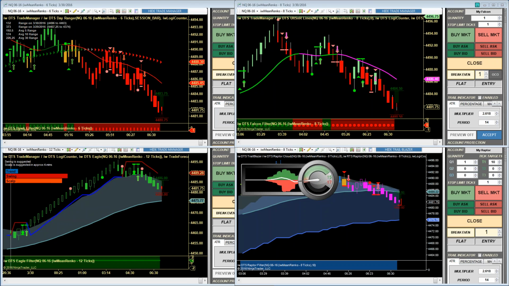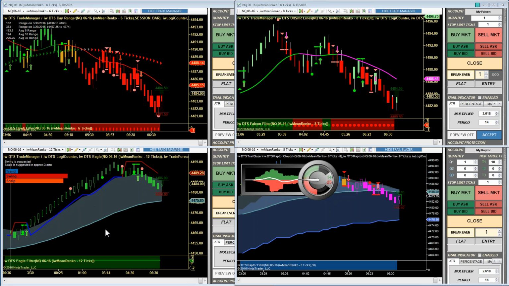For those of you who are new to the DTS system, let me give you a really quick overview of what you're looking at here. DTS stands for Diversified Trading System, and it's diversified because we're looking at the market from three different points of view. Here in the top left, we have the Hawk Micro Scalper. In the top right, we have the Falcon Swing Trader. Bottom left is the Eagle Trend Trader, and the bottom right is the Raptor.